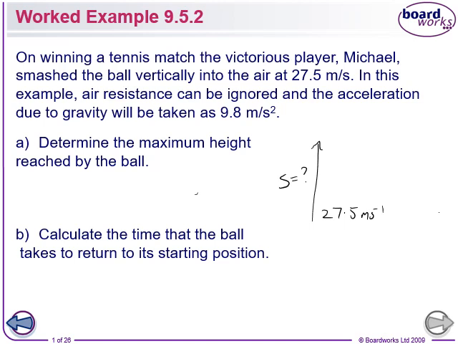Now I've just realised that if he's hitting the ball vertically at 27.5 and gravity is 9.8, one of those two has to be negative. That should have been in this problem. Should gravity be negative too? I think we should make gravity negative.